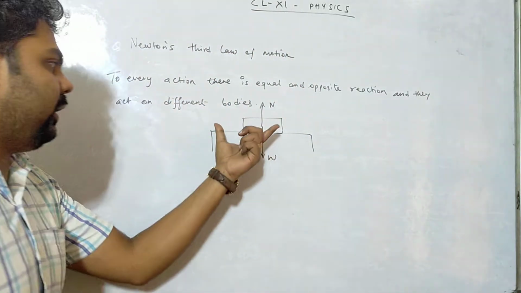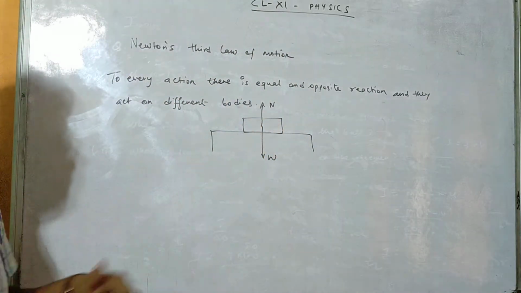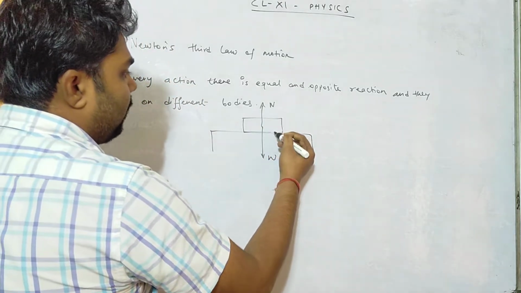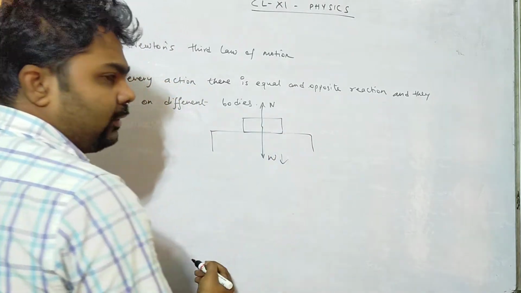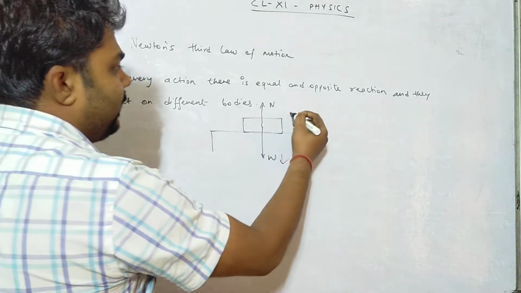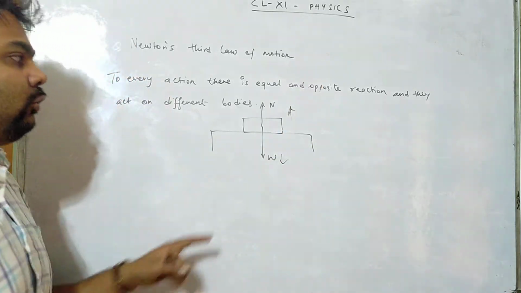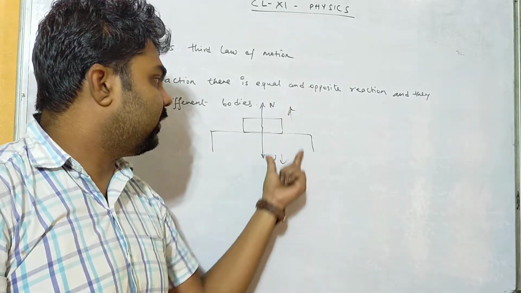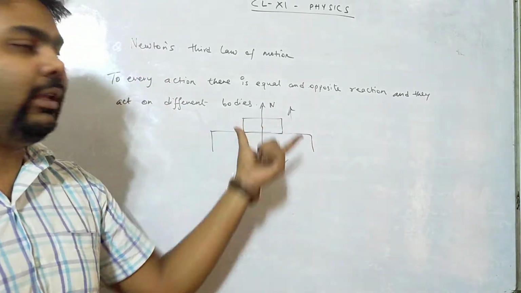Like you see, a book is being placed on a table. Let us consider this is one table, right? And the weight of the book is acting in the downward direction, and the table is exerting a reaction force in the upward direction. So this is an action reaction pair. Both the forces are balanced. So this book is in equilibrium.